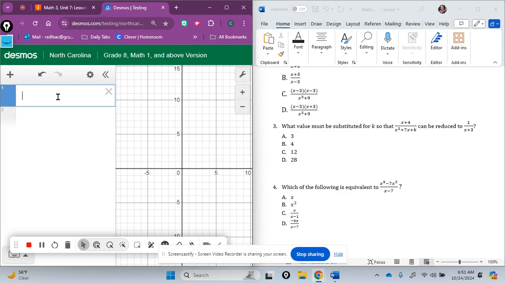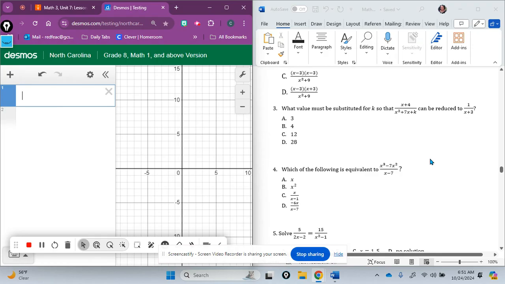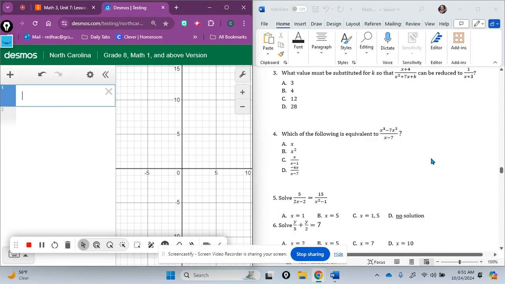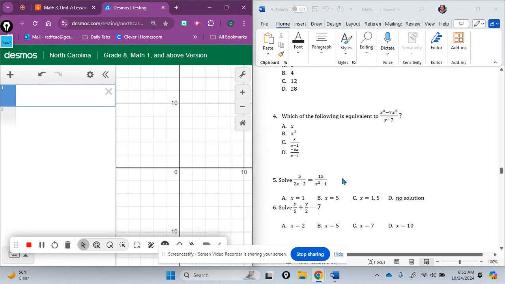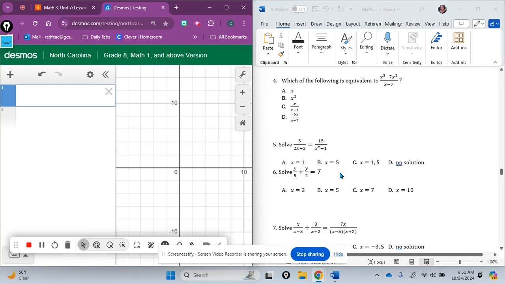So for number 4, I want you to try to do number 4. And what do you get for number 4? You should have gotten B for number 4. Okay, B for number 4.